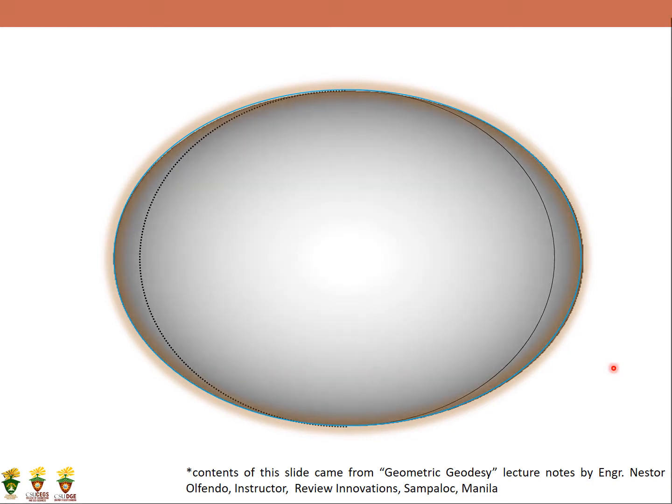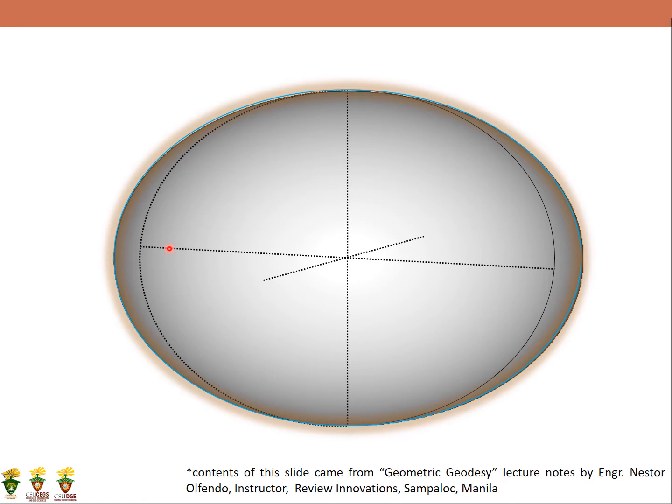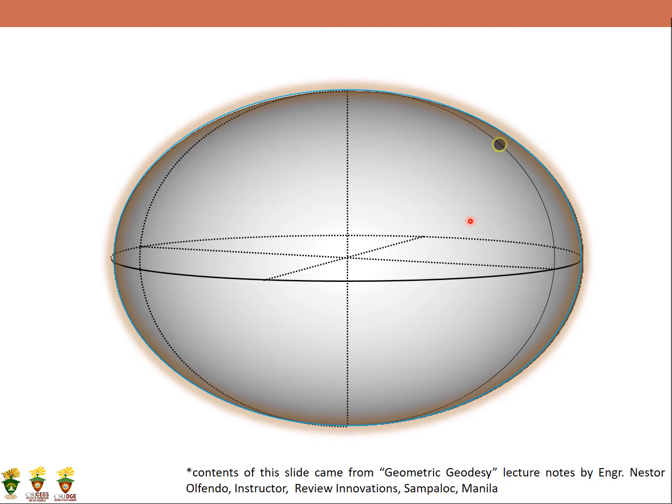So let's say we have an ellipse here, a three-dimensional ellipse. As you can see, there's a vertical line, a horizontal line, and another axis dimension. So this is the y, x, and z. And there is a point on a certain surface of the earth, this yellow one.